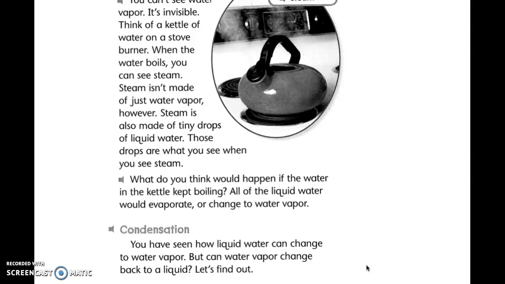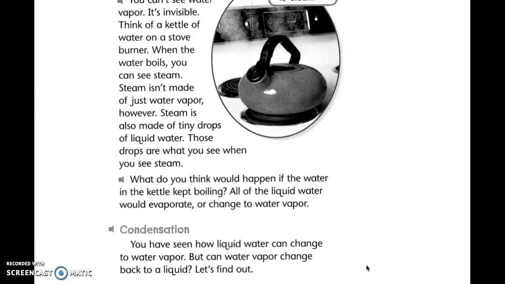It's invisible. Think of a kettle of water on a stove burner. When the water boils, you can see steam. Steam isn't made of just water vapor, however. Steam is also made of tiny drops of liquid water. Those drops are what you see when you see steam. What do you think would happen if the water in the kettle kept boiling? All of the liquid water would evaporate, or change to water vapor.